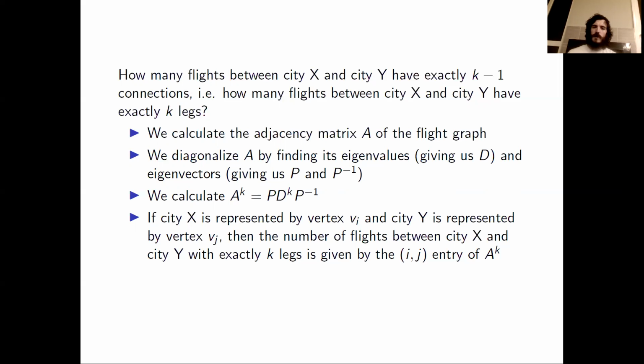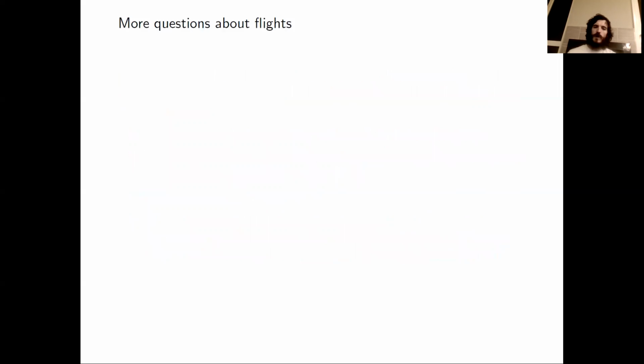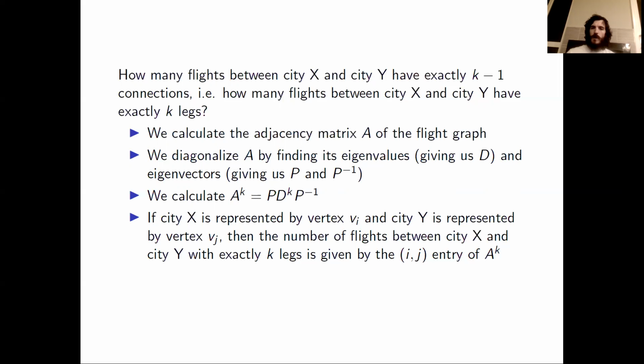And if city X is represented in the graph by the vertex VI, and city Y is represented by the vertex VJ, then we can just look at the ij entry of the A to the K that we just calculated. That ij entry will give us the number of walks of length K in our flight graph between the vertices VI and VJ. And walks of length K corresponds to flights with K legs, which is the same as flights with k-1 connections.